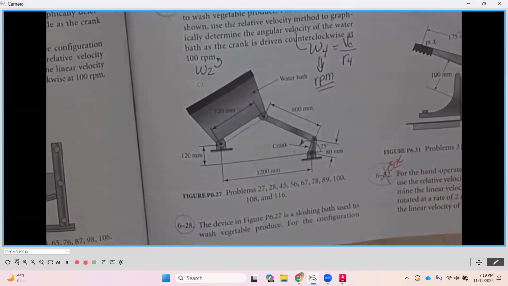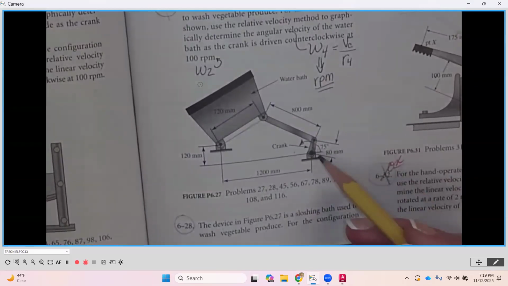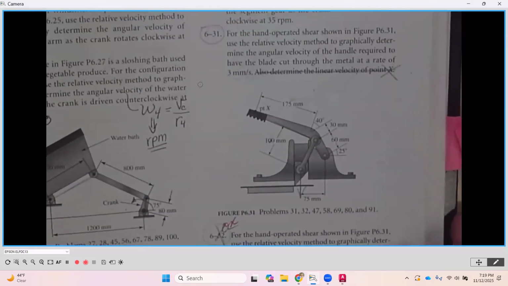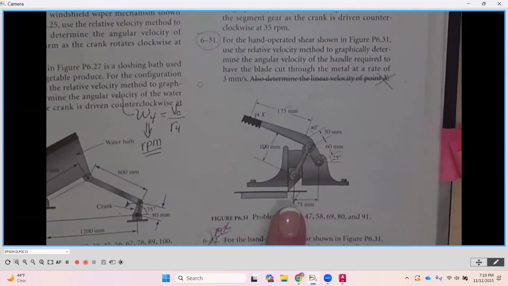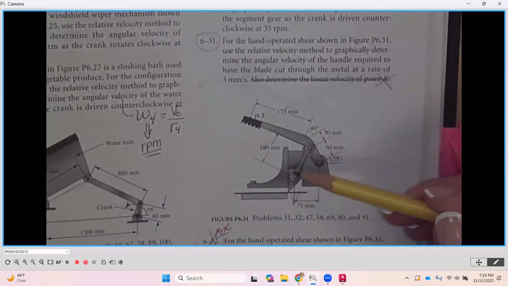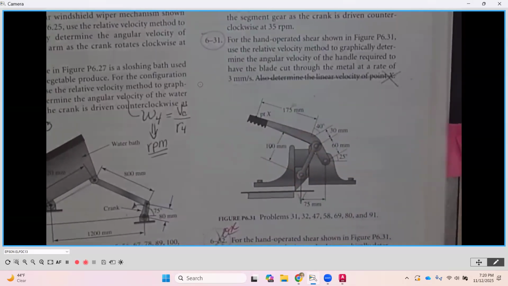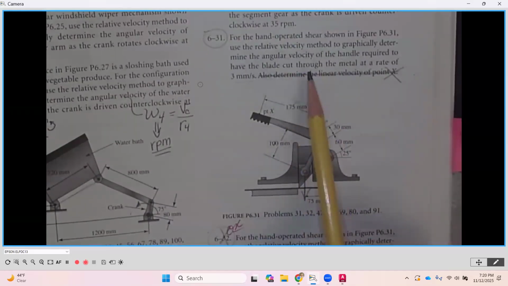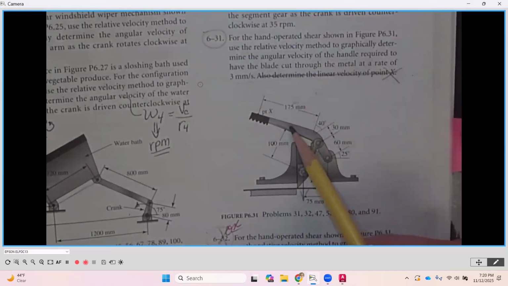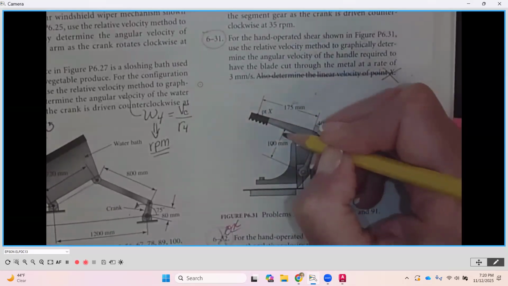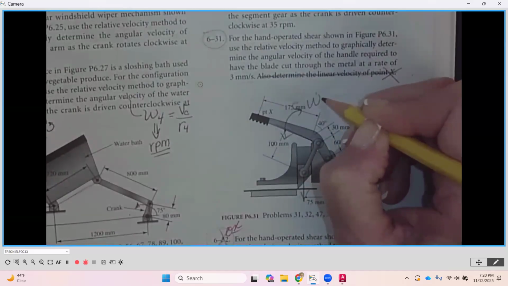So you can use that original diagram and just copy and paste it into your new file, but then your rotations on the crank are in a different direction and number. But the process is exactly the same. Now, the last problem you're going to do is going to be this hand-operated shear that we see right here. So the blade is going up and down, and here is the hand, like a manual operating hand tool. Using the relative velocity method, graphically determine the angular velocity of the handle. So this is going to be the W2.